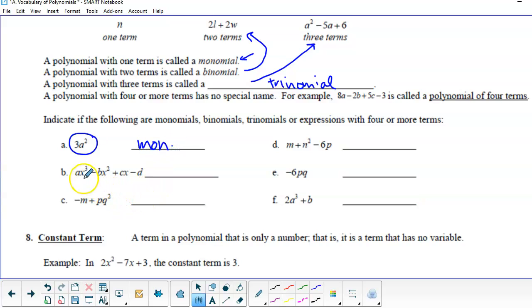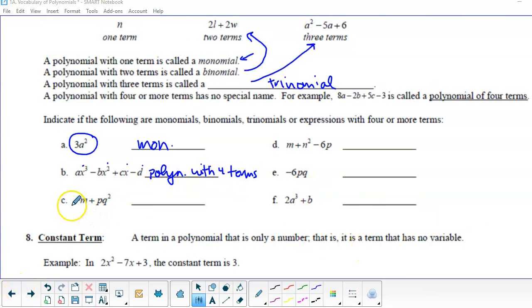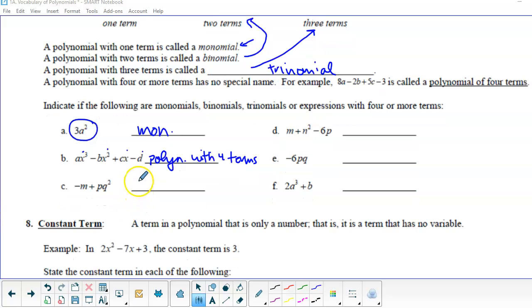I'm just going to abbreviate. B, there's 1, 2, 3, 4, because there are 3 adding or subtracting signs. So this is a polynomial with 4 terms. Okay, and then the next one, C, is 2 terms, so that would be a binomial. Over to D, that's 3 terms, so that would be a trinomial. Again, I'm just abbreviating because I don't have my proper pen. Then the next, there's no adding or subtracting, so that's a monomial. And then 2 terms here would be a binomial again.